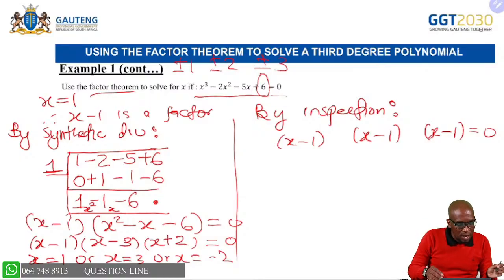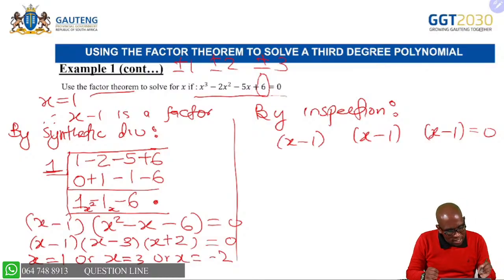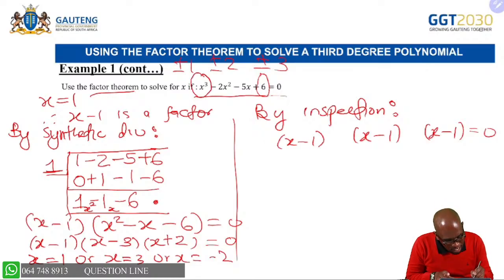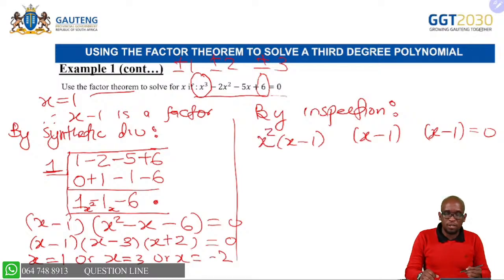Then by inspection, I'm going to look at what I should do to get x cubed as the leading variable. I start on the first bracket. To get x cubed, I must have x squared. If I multiply, distribute throughout, I'll get x cubed. I'm okay because I've done that.